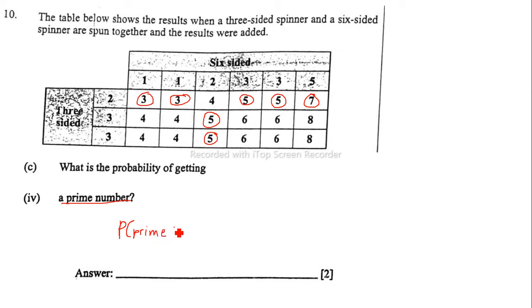The probability of getting a prime number is going to be equal to, remember what goes on top? 7. One moment, because there are 7 of these numbers, and then divided over the total.